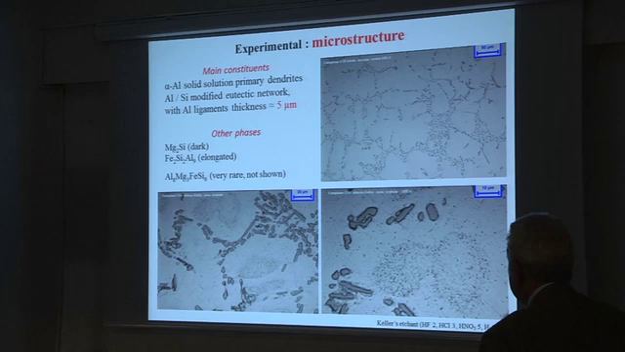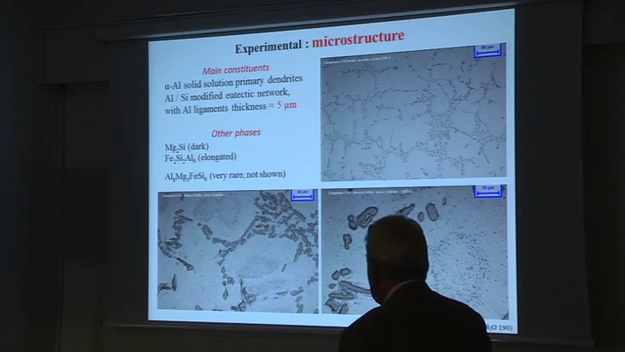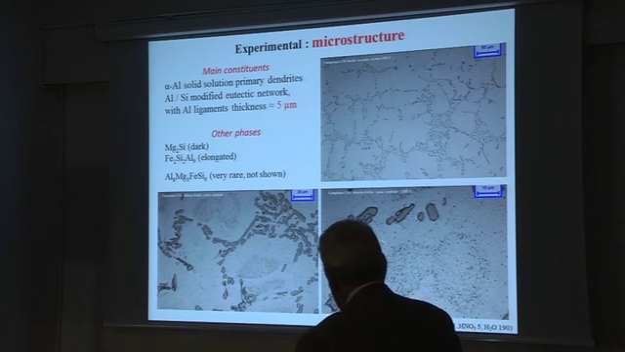Let's go back to the metallographic microstructure. We have an aluminum silicon modified eutectic network with an aluminum ligament thickness of about 5 microns, and we can recognize various types of other non-metallic phases: dark magnesium silicide, elongated needles of silicon, aluminum iron phases, and others that are not shown here can be of this type of chemistry.